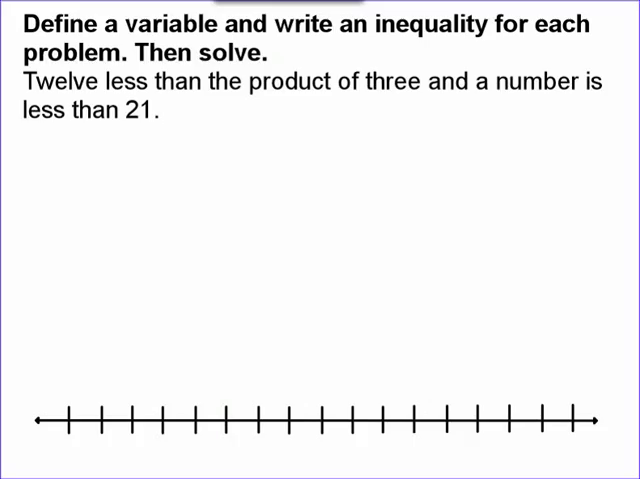Okay, let's look at this one right here. It says, define a variable, write an inequality for each problem and solve. 12 less than the product of 3 and a number is less than 21. So 12 less than. Remember, whenever we have a less than, that means we leave a space, and then we put our minus 12. Okay, so 12 less than the product of 3 and a number. What would the product of 3 and a number be? 3n. Where do I put that? In the blank. That's right here. So 12 less than the product of 3 and a number is less than 21.